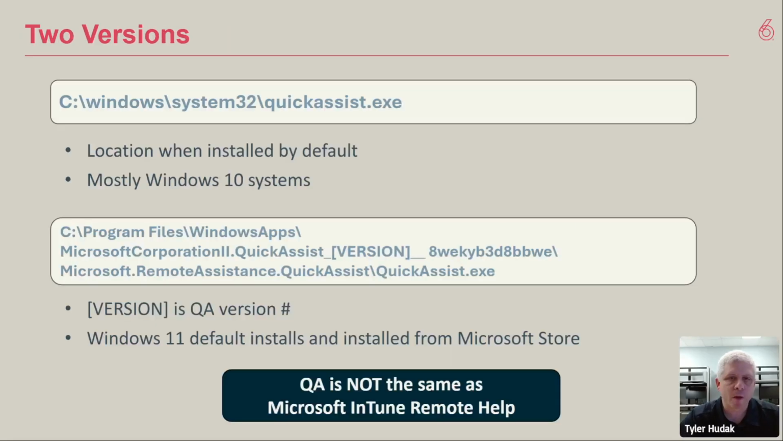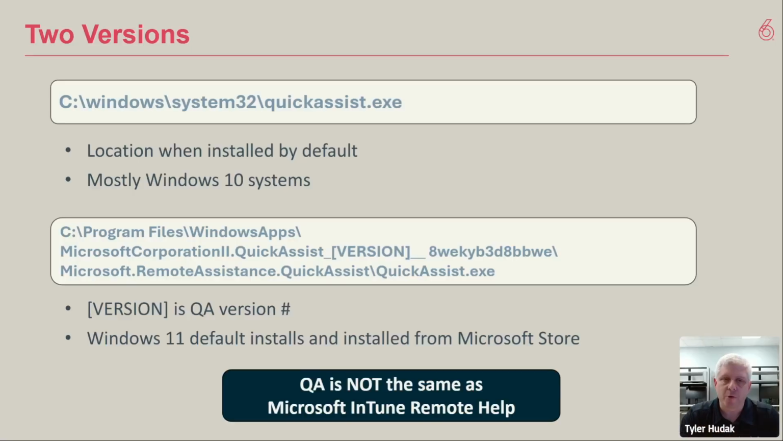So there are actually two versions of Microsoft Quick Assist, and I kind of separate them out based off of where they are within the operating system, where you're going to find them. The first is what I'm going to call the System 32 version. It's in the Windows System 32 directory. This is where you will find Quick Assist when it's installed by default. This is mostly on Windows 10 systems, although I have seen it installed by default on Windows 11 systems as well.